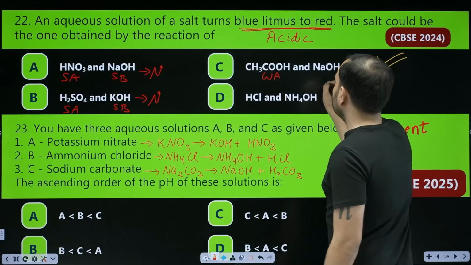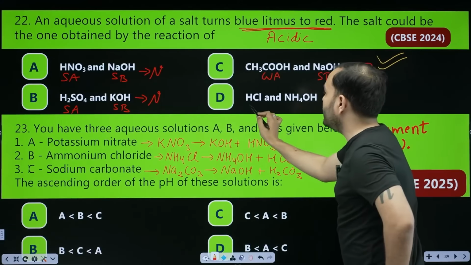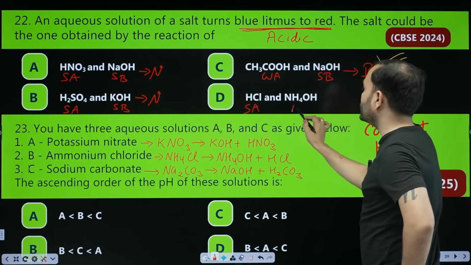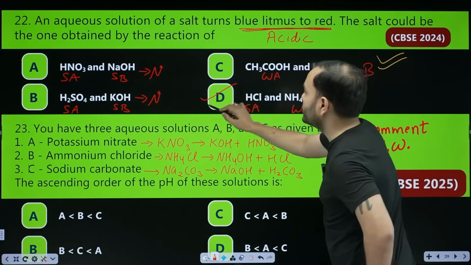Weak acid, acetic acid. What is this? Strong base. What is it like? It would be basic. HCl, strong acid. NH4OH, weak base. Which one is heavy? This one is heavy. This one is acidic. So this is option D.